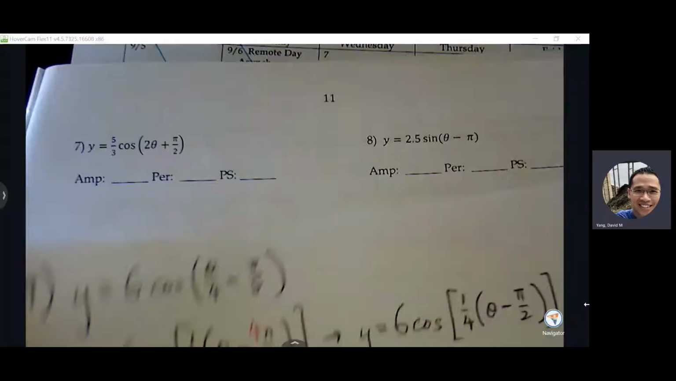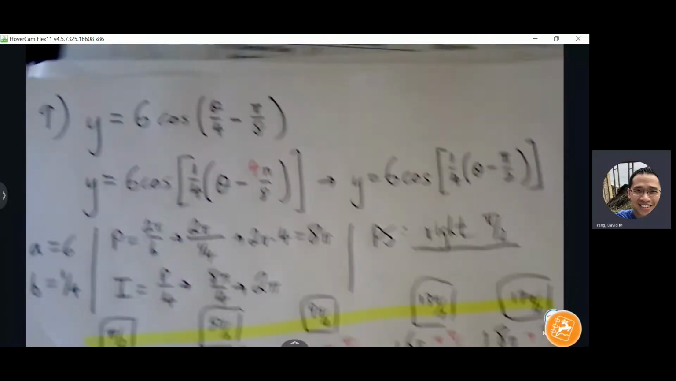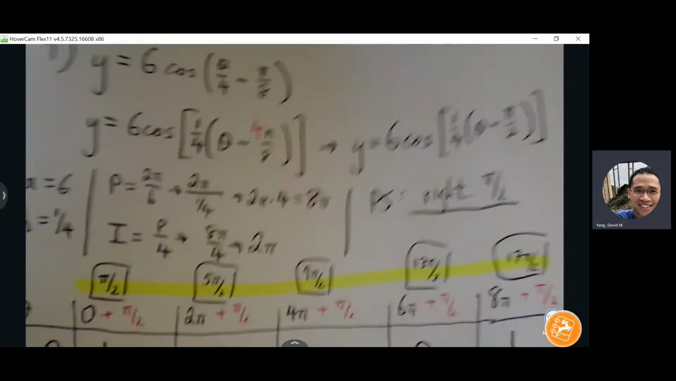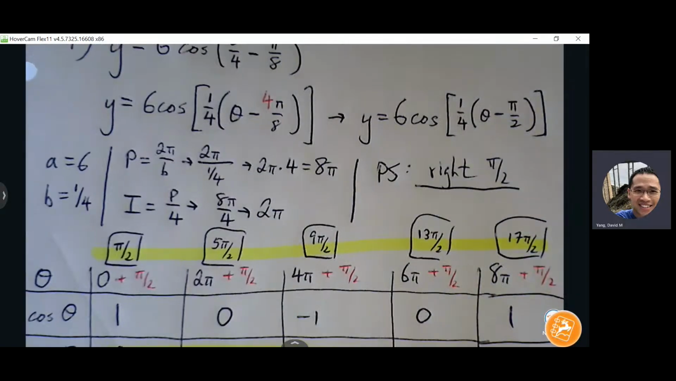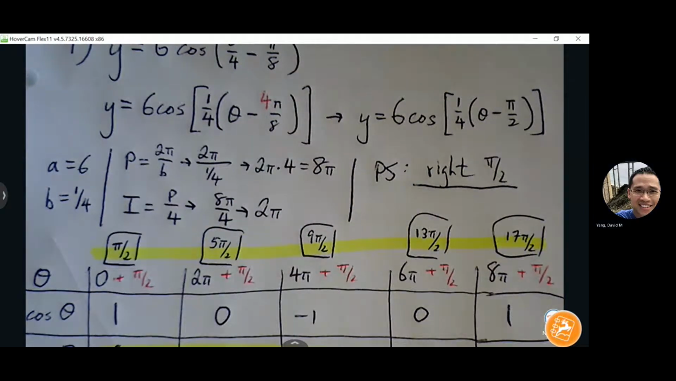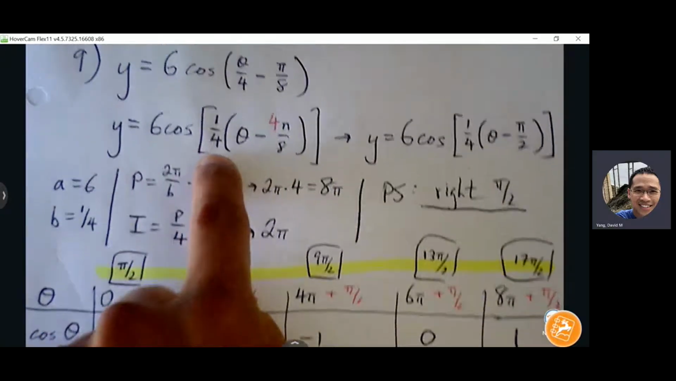Number 9, this is page 11. Again, I did not provide you enough room, so I encourage you guys to put it on a separate sheet or on a scratch sheet. So we knew how to find the A value.